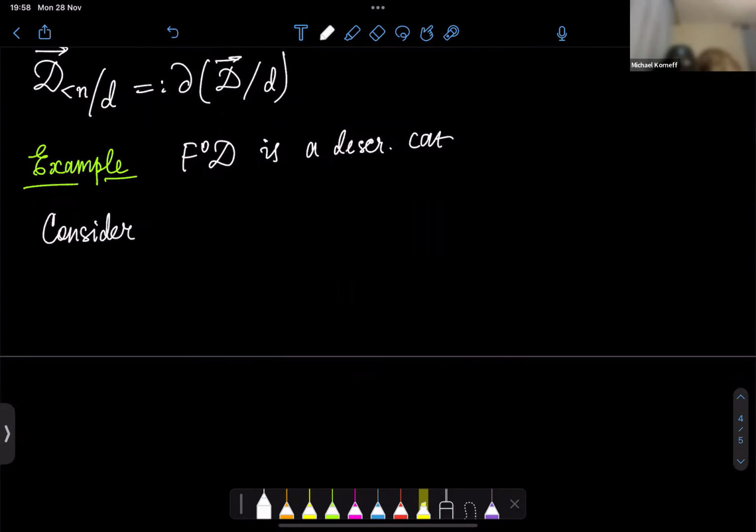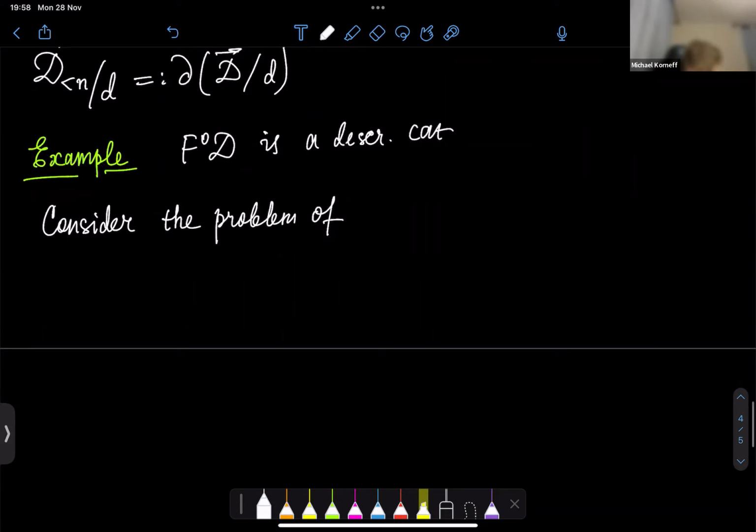Okay, and now consider the following problem: the problem of extending some functor.